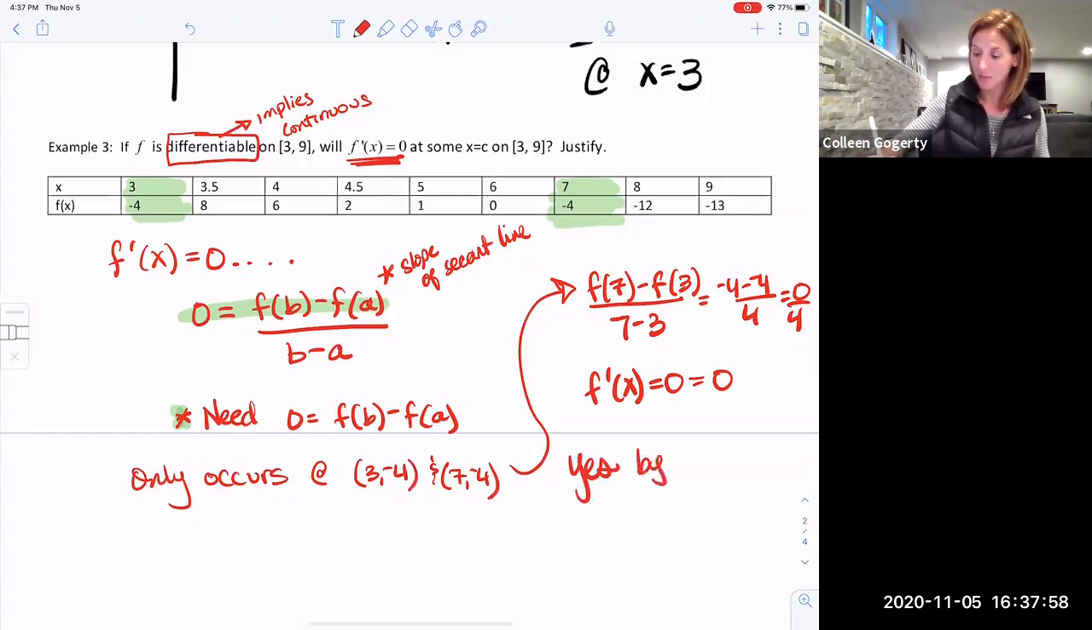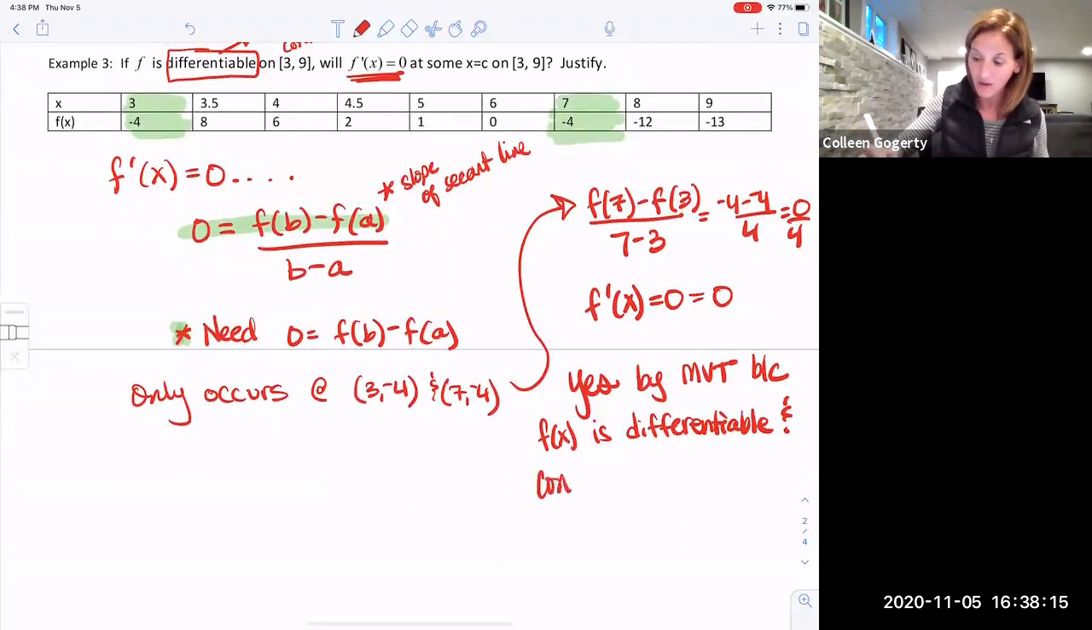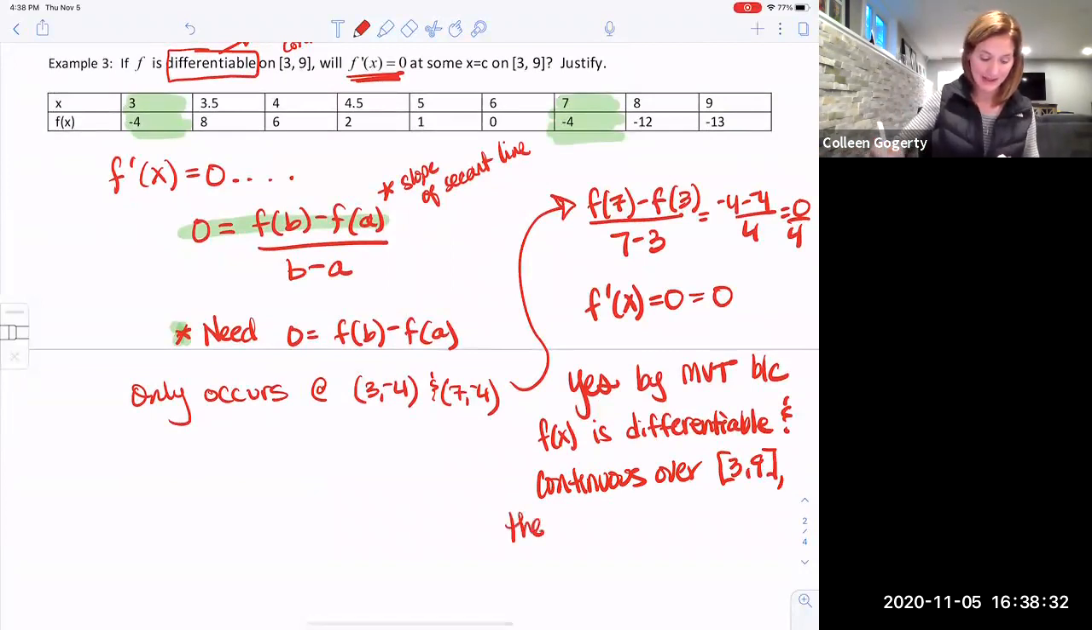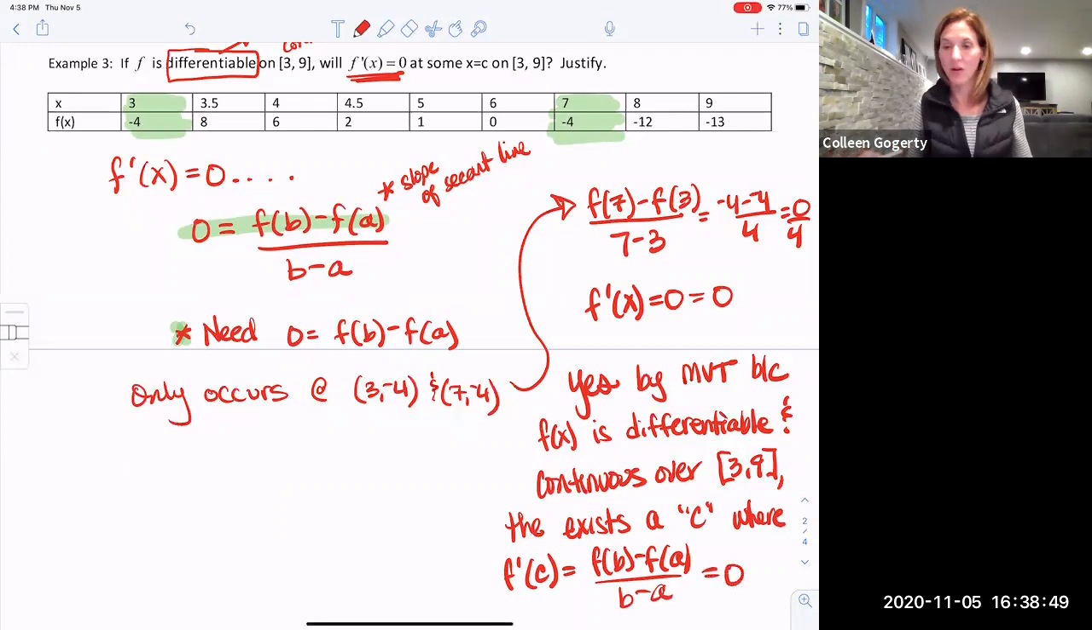Well, yes, this can happen by the mean value theorem, because let's think about the conditions that we know. F of x is differentiable and continuous. This is a really important part of what you state when you're writing a problem. Mean value theorem cannot hold unless we have differentiable and continuous, over the interval 3 to 9. Since this is happening, there exists a C where f prime of C is equal to f of b minus f of a all over b minus a, which equals 0. We're proving that somewhere over the interval of 3 to 9, we will have to get a derivative of 0.